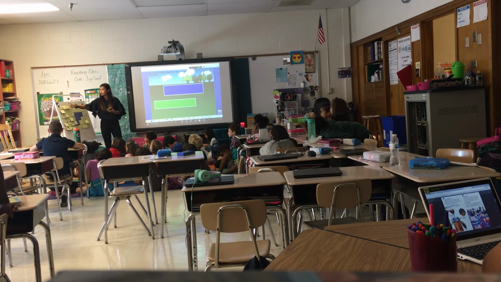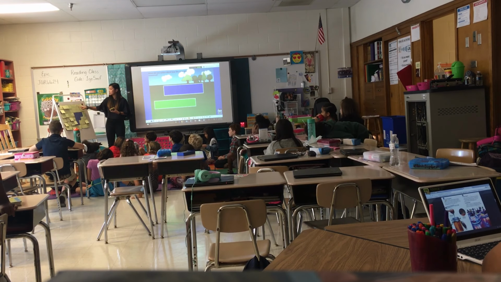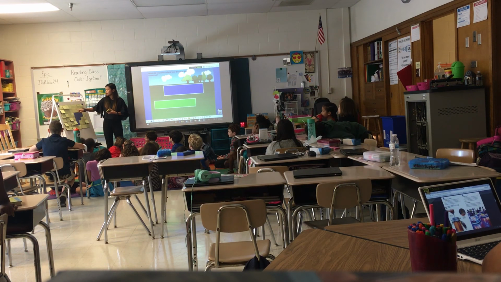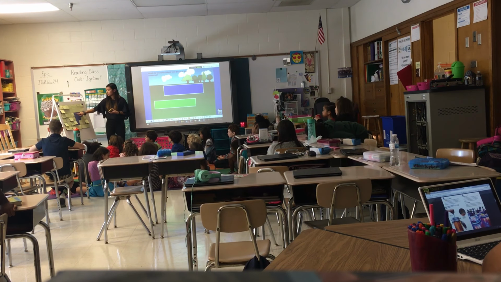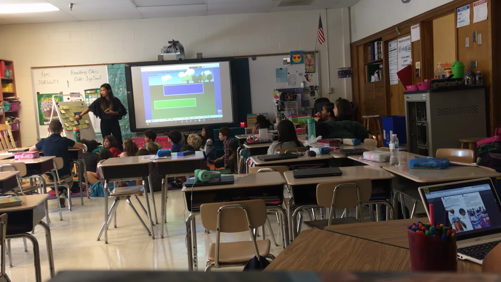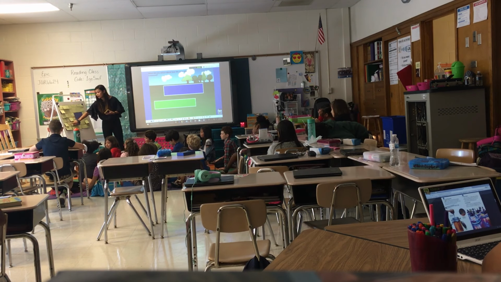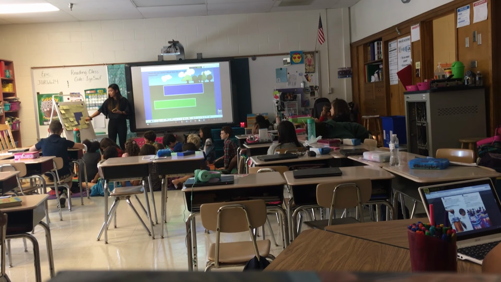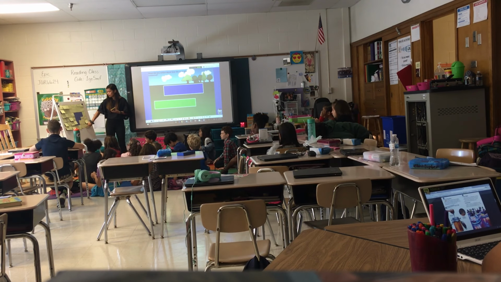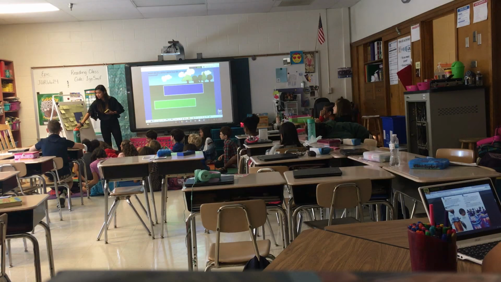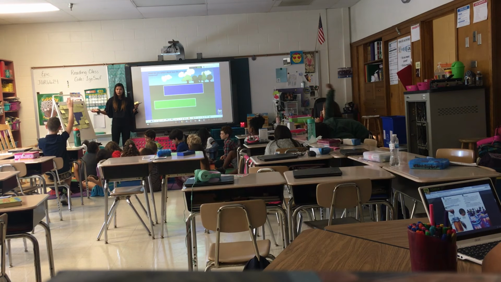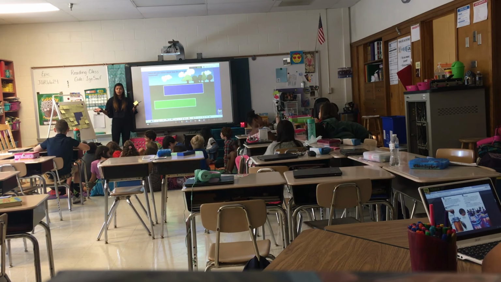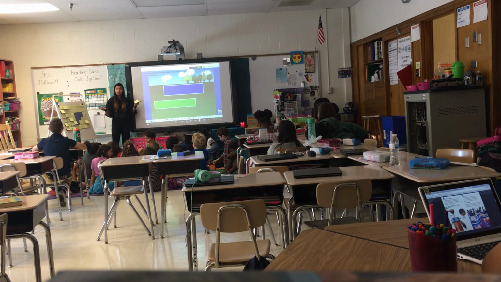Ready? 1, 2, 3, and so on, counting up to 48. So how many square units are in here? 48 square units. Remember to always say square units.